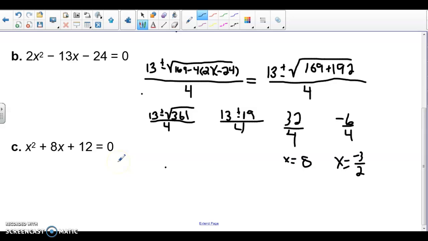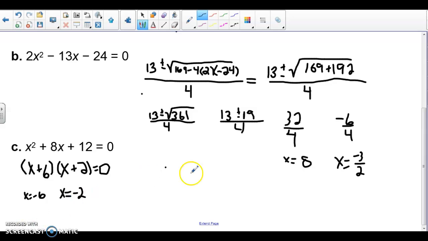If you're thinking factoring, I would agree with you. What two numbers multiply to positive 12 and add to positive 8? Well, that is positive 6 and positive 2. Now remember, those are not the answers, those are the factors. And so the answers would be x equals negative 6 and x equals negative 2. So this obviously was much faster than if we solved using the quadratic formula. So if you can factor, I would highly suggest it.